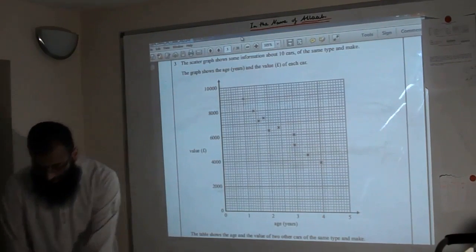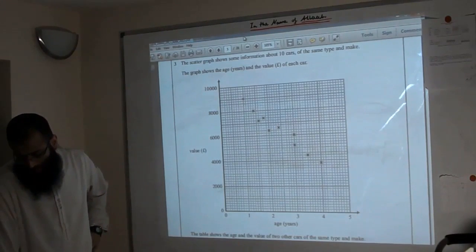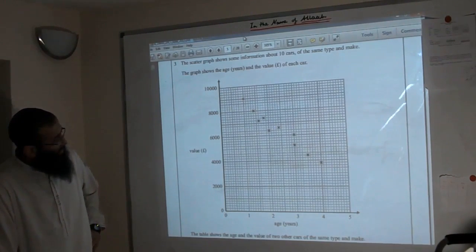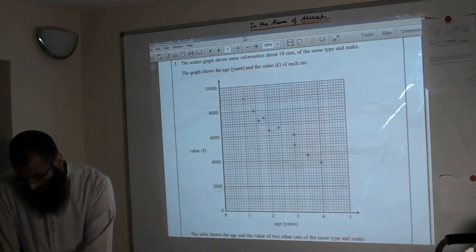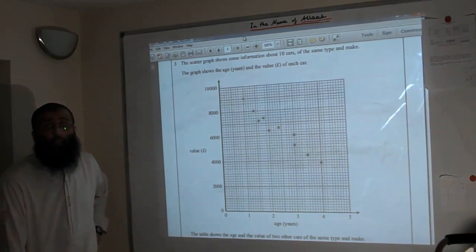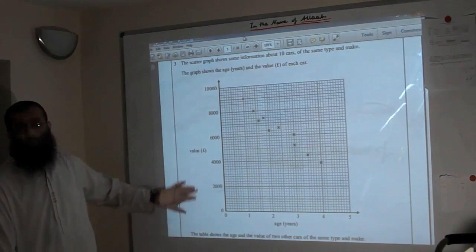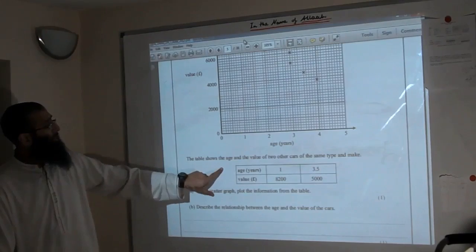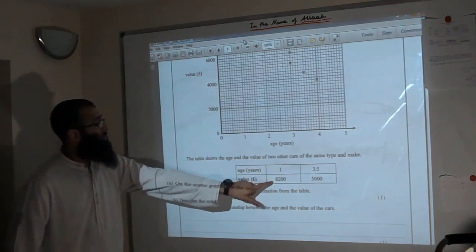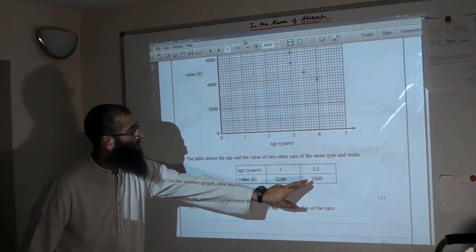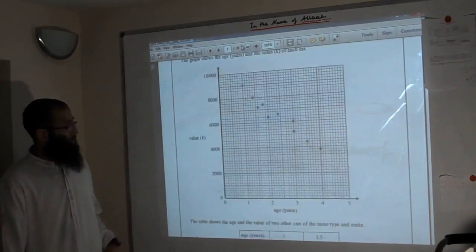Right, the next part of the question says the table shows the age and the value of two cars of the same type and make. The age is 1 year and the value is 8,200, and the age is 3.5 and the value is 5,000. This is the next part of the question, which we can't see at the same time. Let's put this information on the graph first of all.